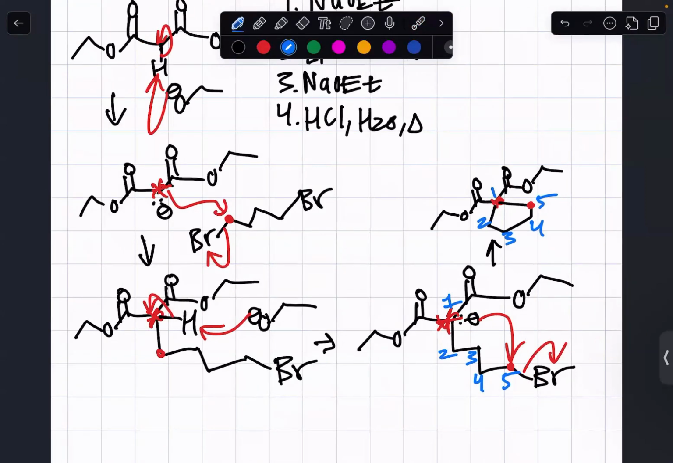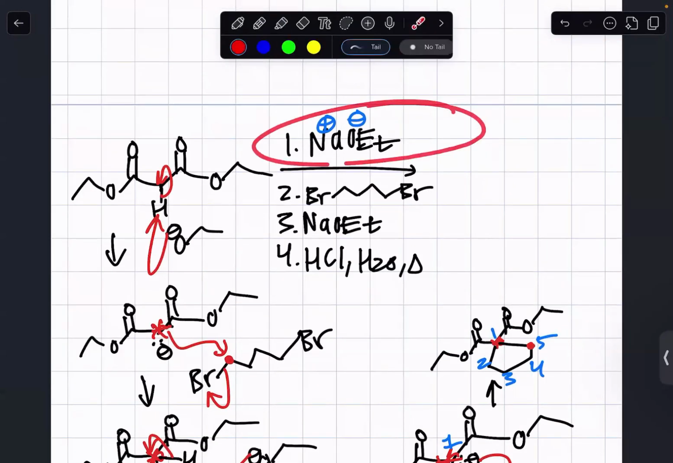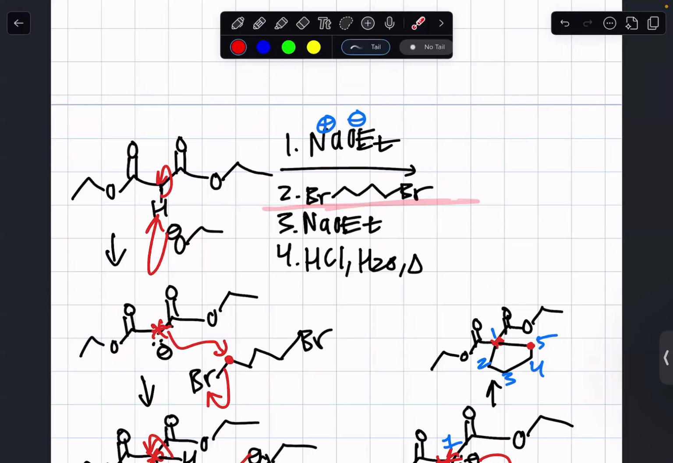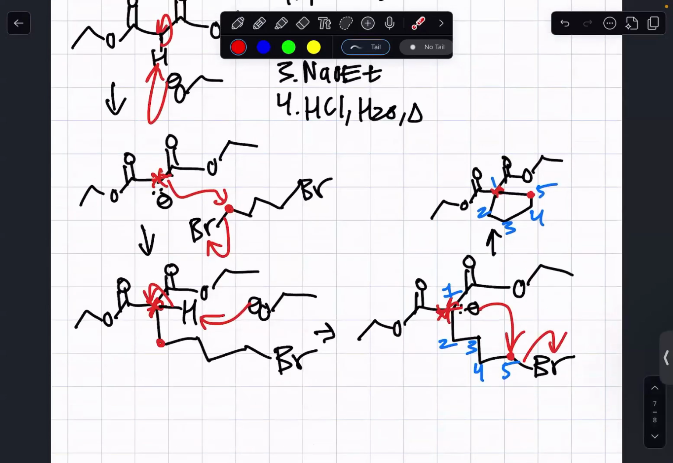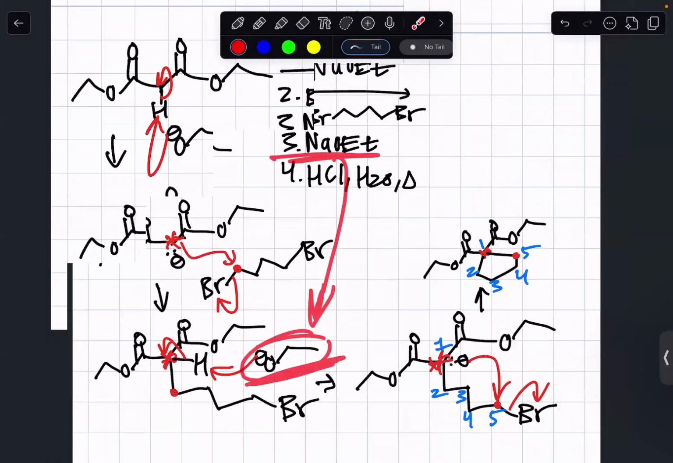Okay. The thing is, it has NaOEt as the first step, then the haloalkane as the second step. But when we're doing the mechanism, we go with the second NaOEt, and that's kind of the second step. Oh no, never mind. That is the D.